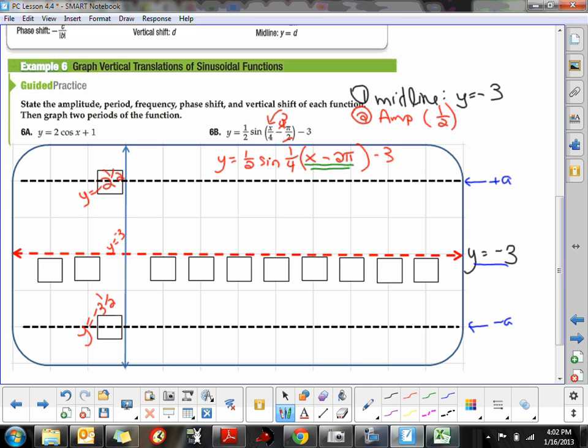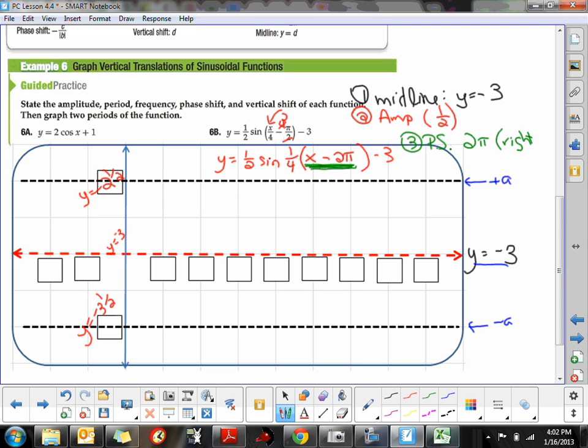So the step number 3, the phase shift is the next thing I want to determine so I know where to start my graph. And the phase shift says, since it's a negative or minus 2 pi, remember it's counterintuitive, it's going to go 2 pi units to the right.